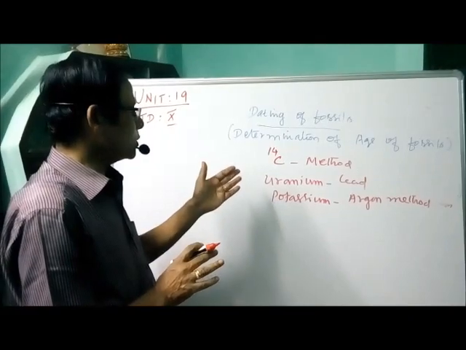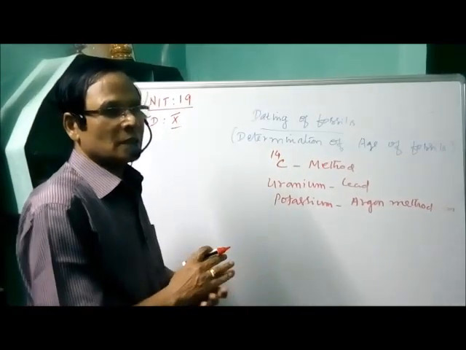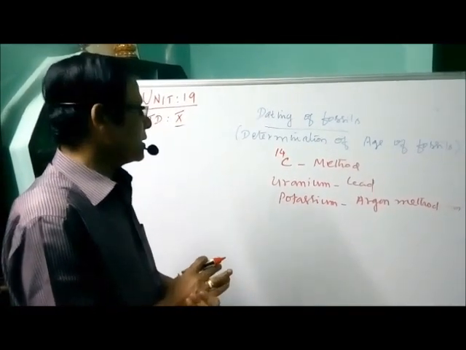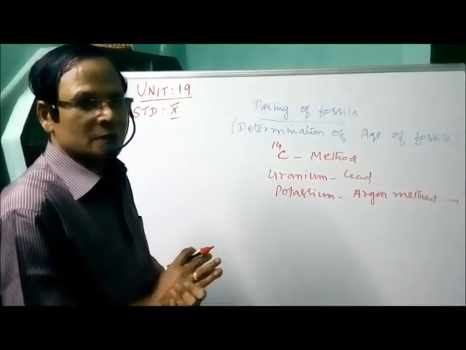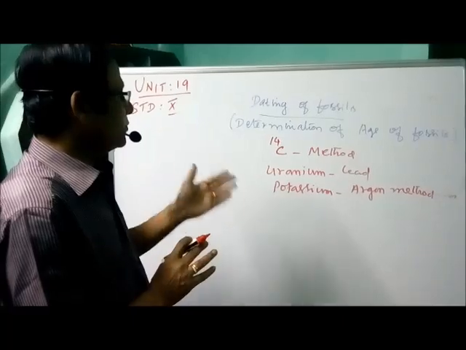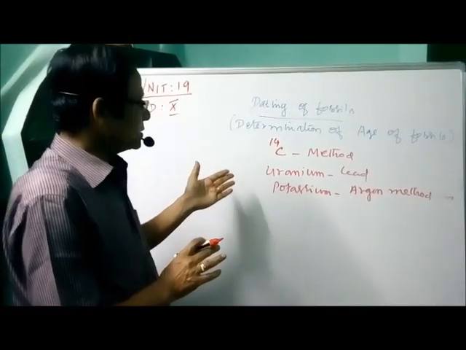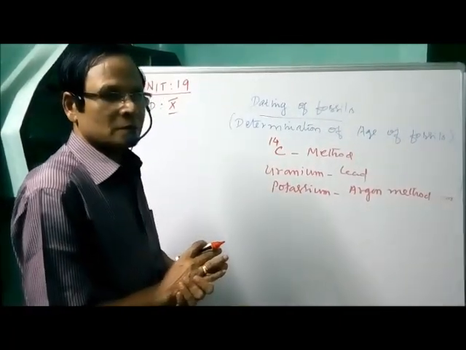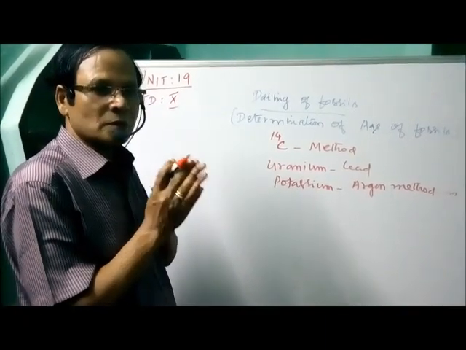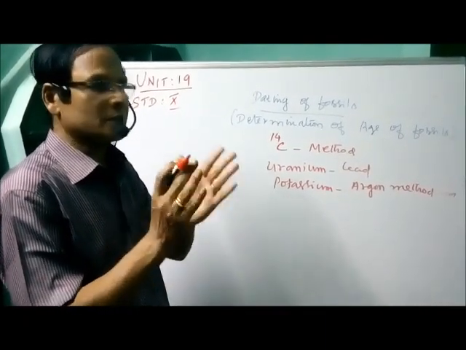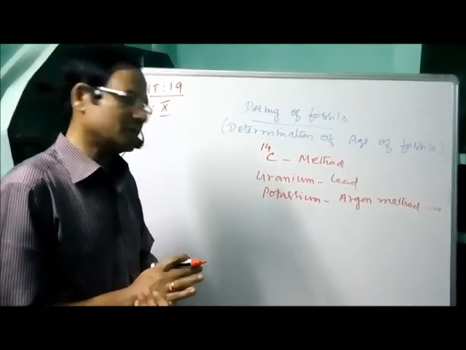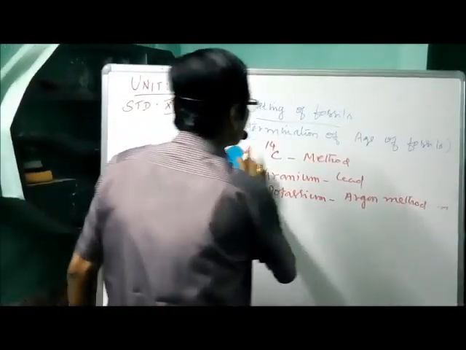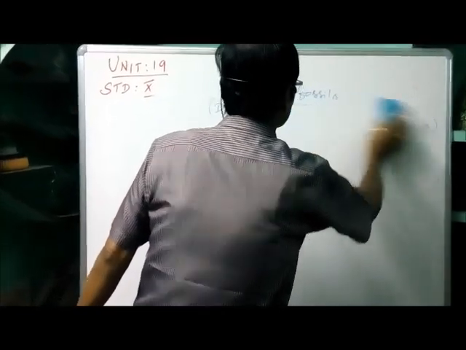Anyway, carbon-14 is present in the dead bodies of plants and animals. After death, they undergo decay. As time passes from the death, we can calculate the age of the fossils by measuring the amount of carbon-14 present in it. This is what is called the carbon-14 method, the best method adopted. This is the dating of fossils.